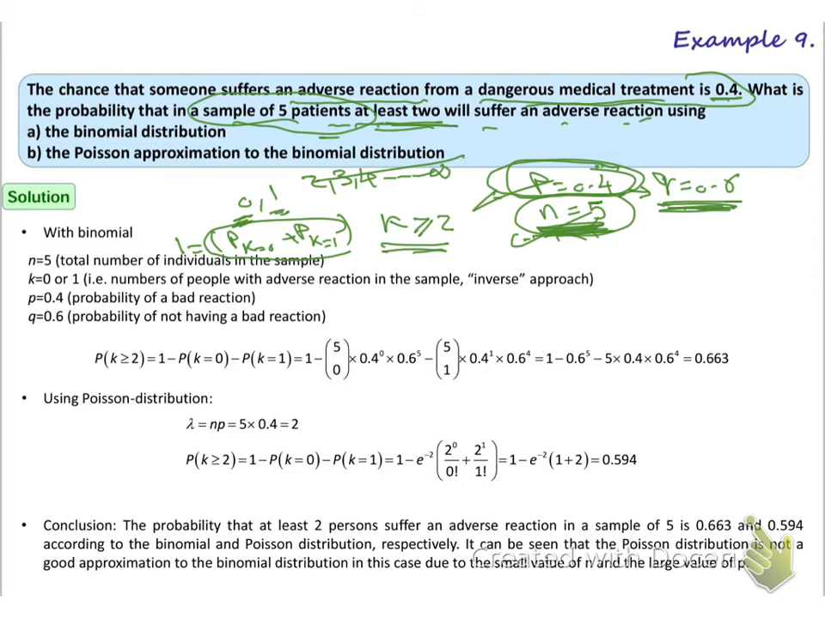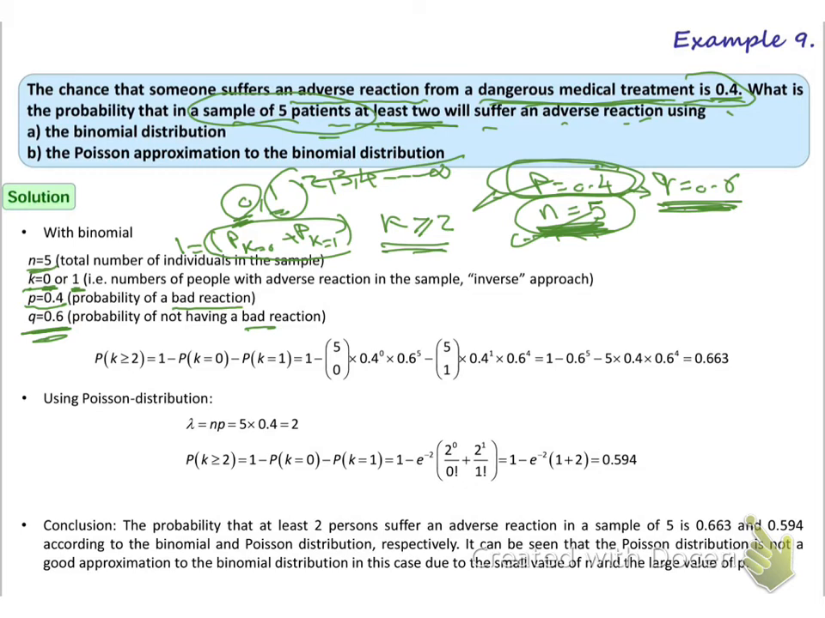So here using the binomial, I have n equals 5, and k in this case will be 0 and 1. One time I'll calculate for 0 and the other time for 1. And then I say 1 minus. The probability is 0.4, the complementary of not having the bad reaction. So the probability of a bad, dangerous reaction is 0.4, and the probability of not having the dangerous reaction is 0.6, the complementary one.